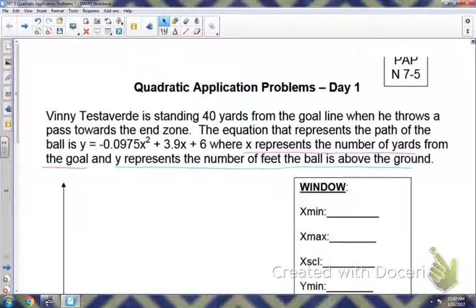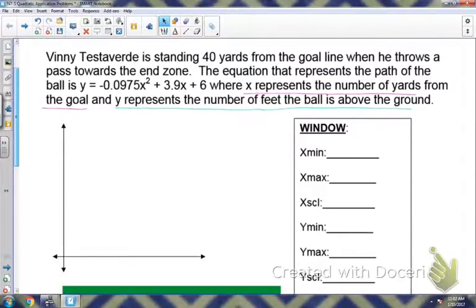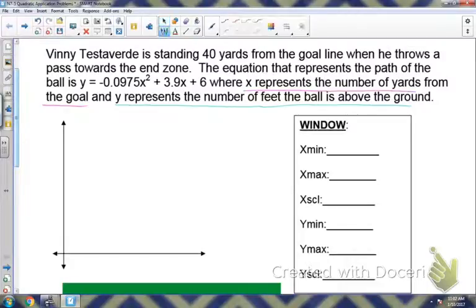Now, we're talking about real world situations here. So our X represents the number of yards from the goal. Okay, we're not going to be negative. We're not going to be dealing with any negative X values. So let's go ahead and say that our X min will be 0. And then on your Y, the Y represents the number of feet the ball is above the ground. So our Y min will also be 0.